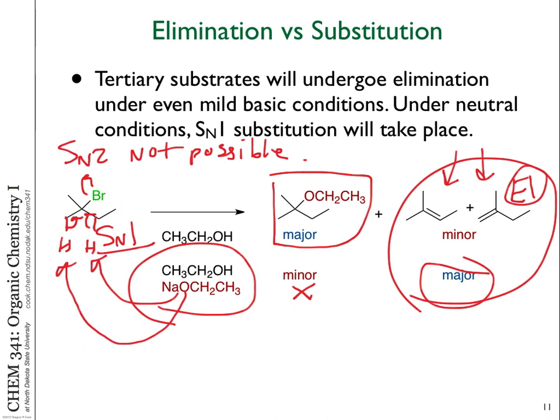Two possible isomers, constitutional isomers, right? The more substituted double bond is favored. Zaitsev's rule, remember? Don't forget the stuff we learned before. It's very important. So in this case, with a tertiary substrate, I think it's somewhat easier to control elimination versus substitution, particularly if you want elimination.